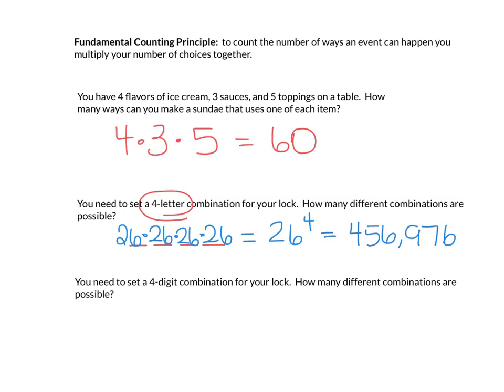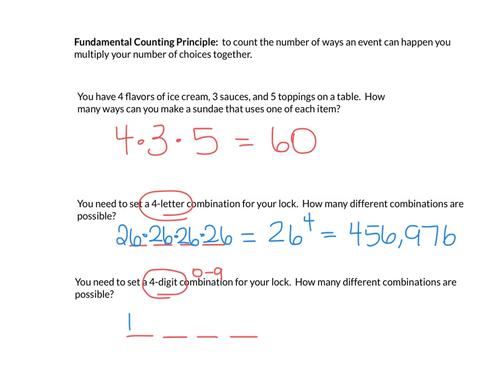Okay, and then here we go. What if it's a 4-digit combination? Numbers, not letters. How would that be different? Well, it's still 4, so we're still going to make 4 decisions. But this time it's only a digit, meaning it's a number 0 through 9, a single-digit number. If you count the 0, that is 10 choices. Use your fingers to prove it to yourself.